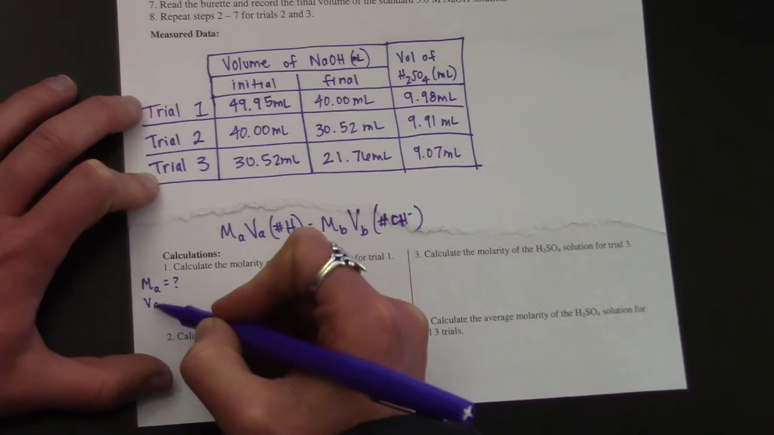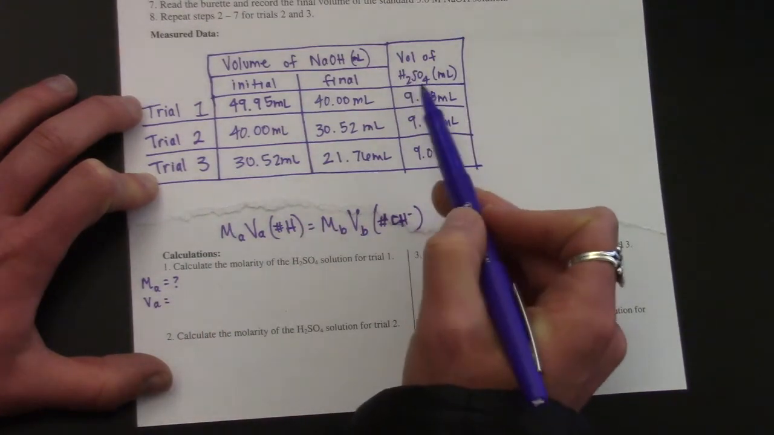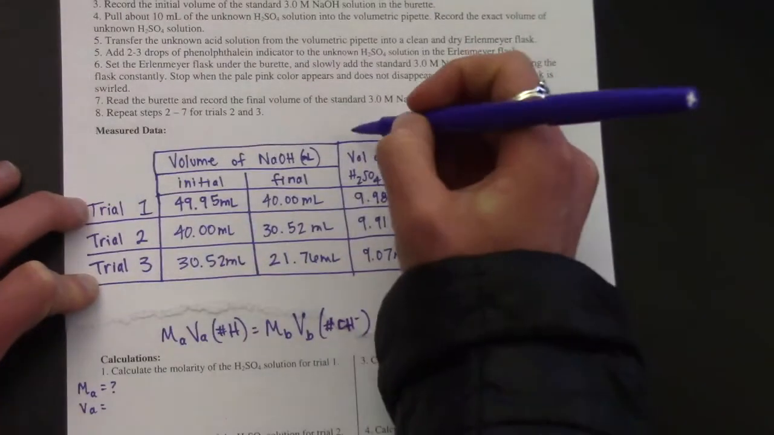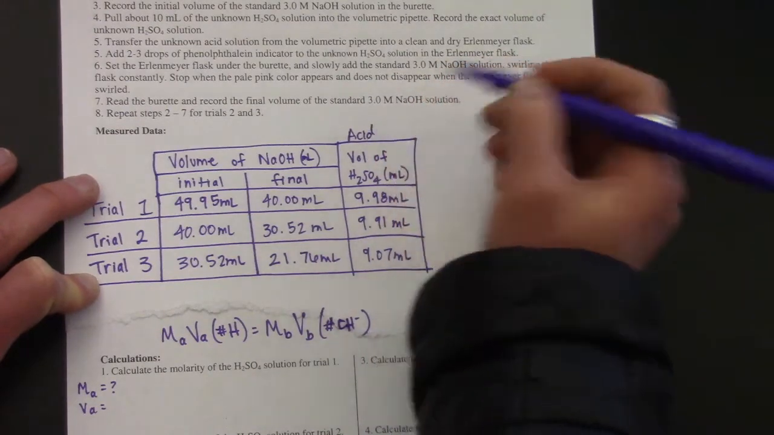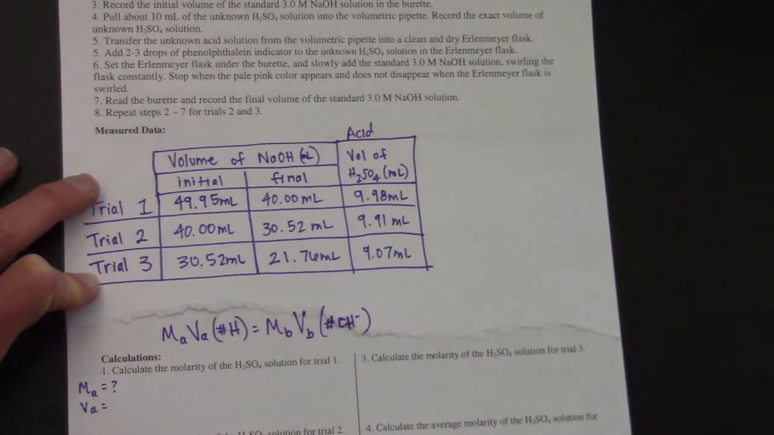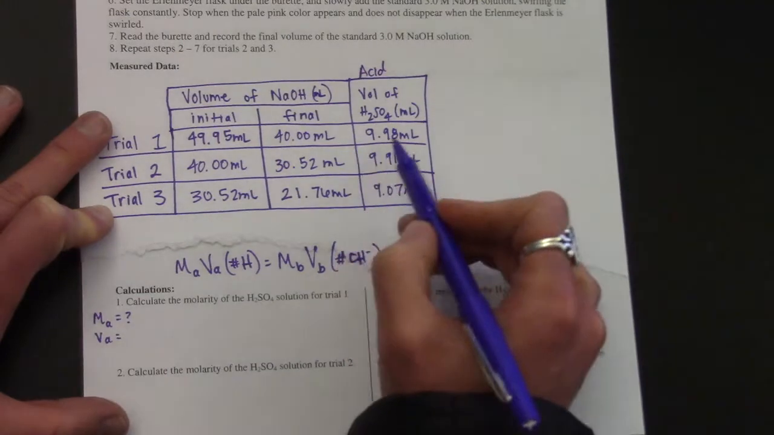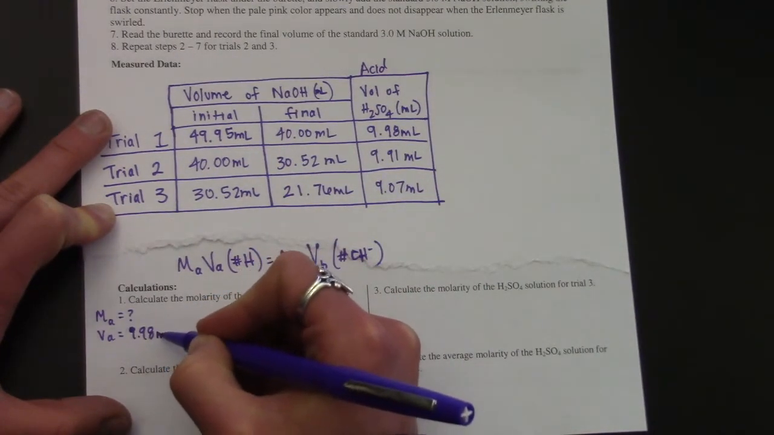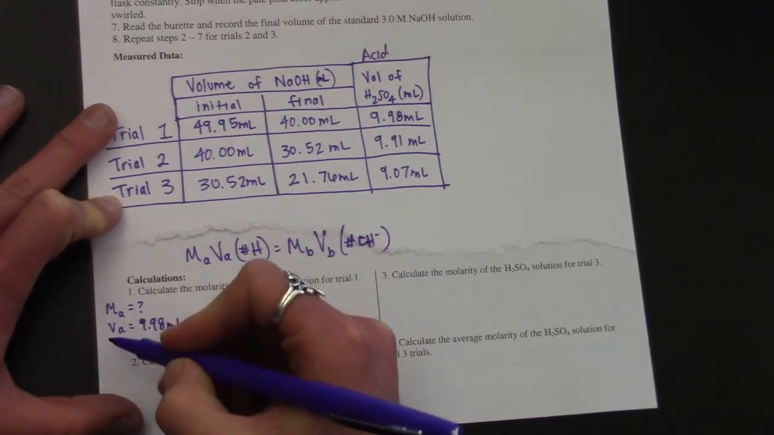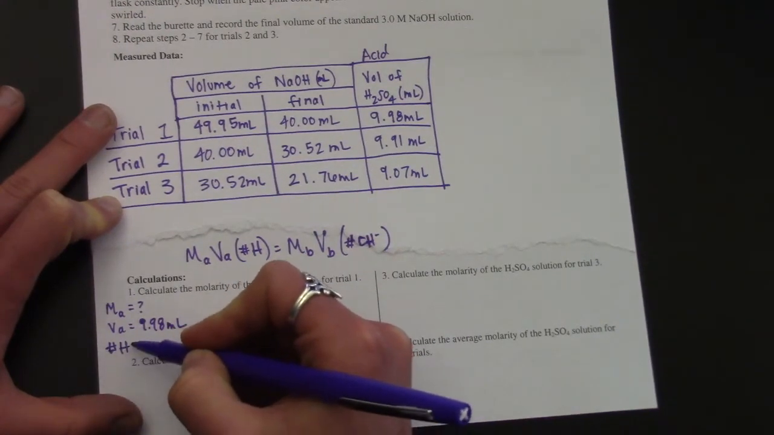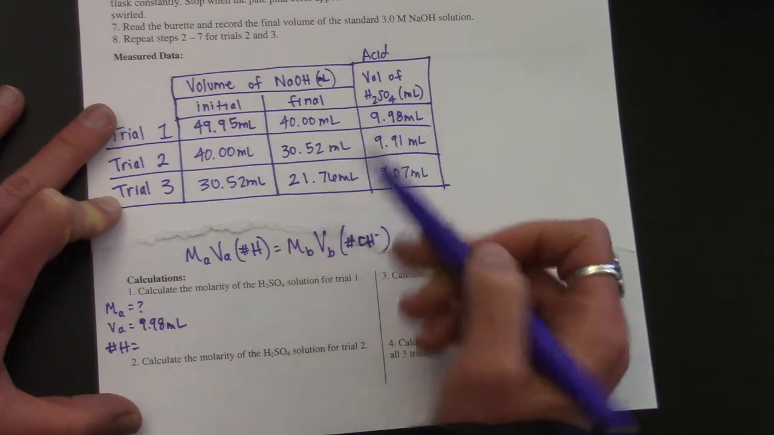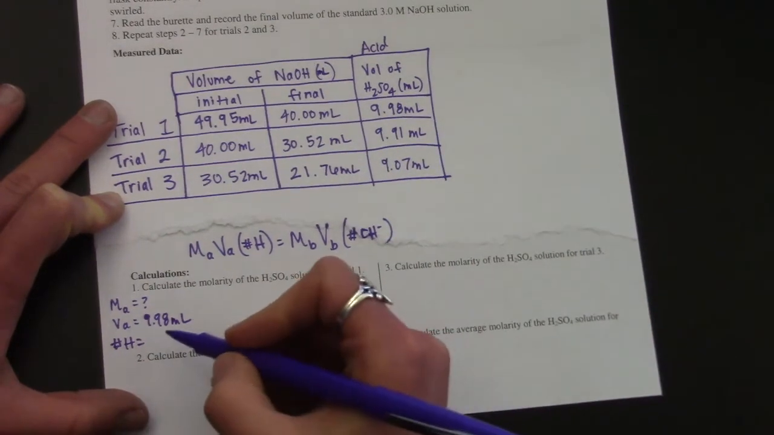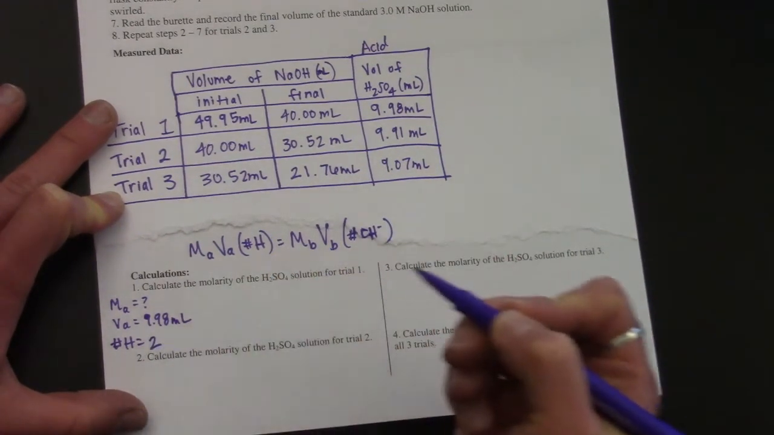The volume of acid that we used, the volume of H2SO4, this is our acid. I'll label that up here. We know it's an acid because it has H in front. The volume of our acid was 9.98 milliliters for trial 1. Okay, the number of hydrogens: it's H2SO4. It can give away 2 hydrogens, and so the number of hydrogens is 2.